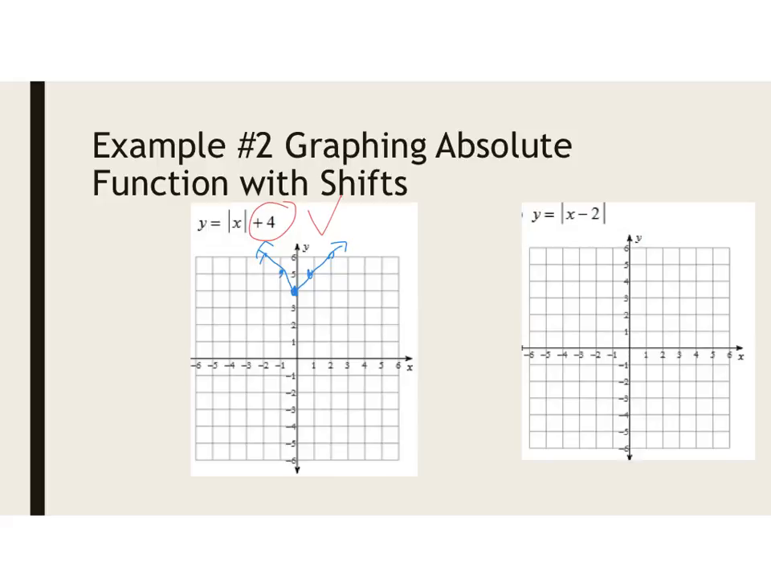Now the second graph has a -2 within the absolute value. This has the same idea as when we had the parentheses. It's going to be the opposite of what you think. It's going to be a horizontal shift, but since it says -2, we're really going to go to the right 2. If it said +2, go to the left 2.